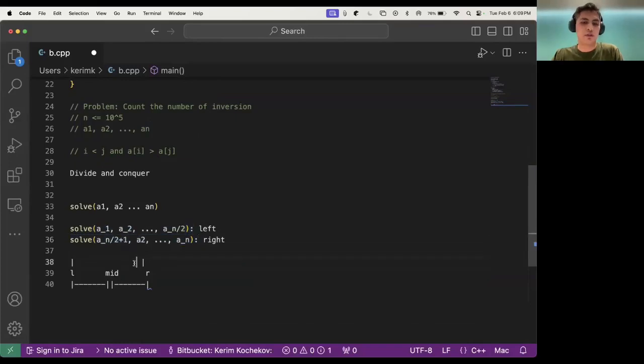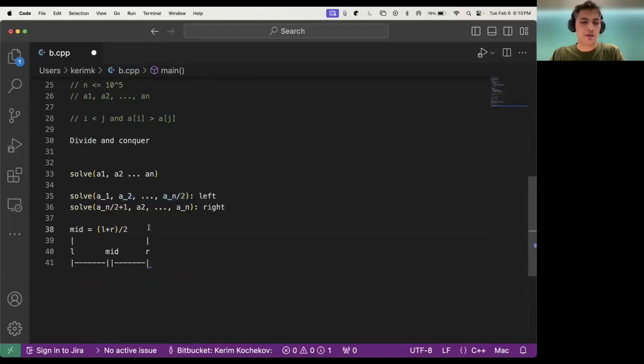After solving the problem for the left part and the right part, now we need to, in our case, count the number of inversions. By the way, mid is equivalent to the middle: if we have a left point and a right point in the array, the middle would be just the sum divided by 2. So when we have the entire array, we just divide it into two parts. After solving them, we need to count the inversions.